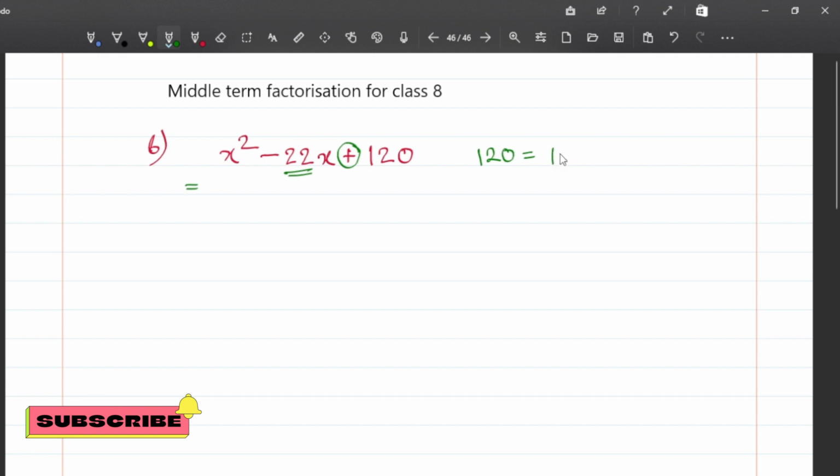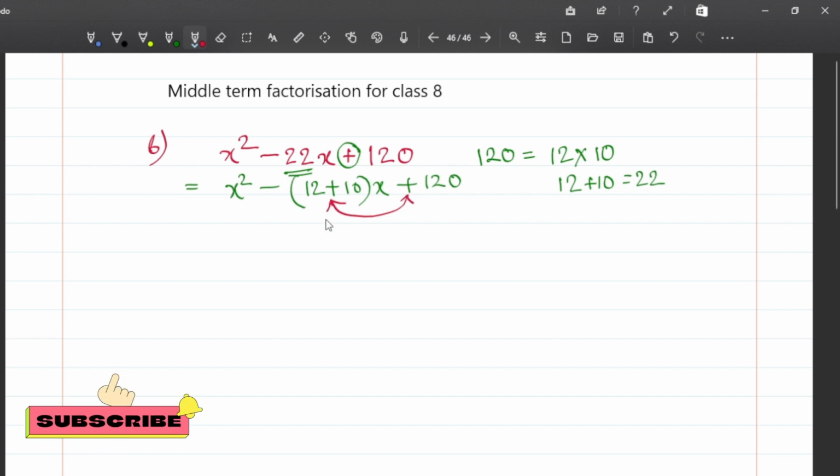So we can write 12 into 10. So 12 plus 10 is 22. So you can write 12 plus 10. Again look carefully, these two signs are the same. Multiply this line very carefully.